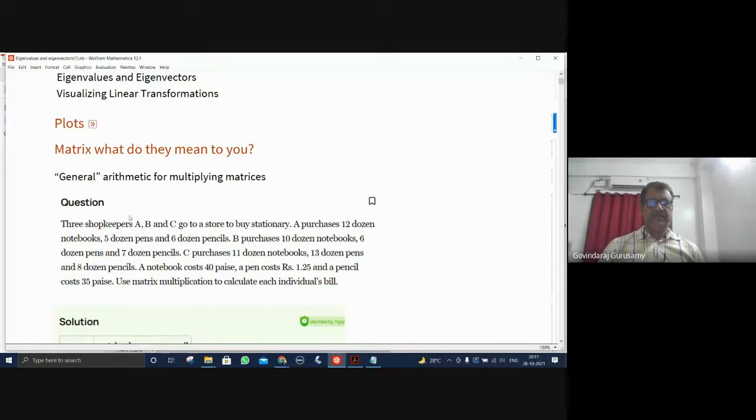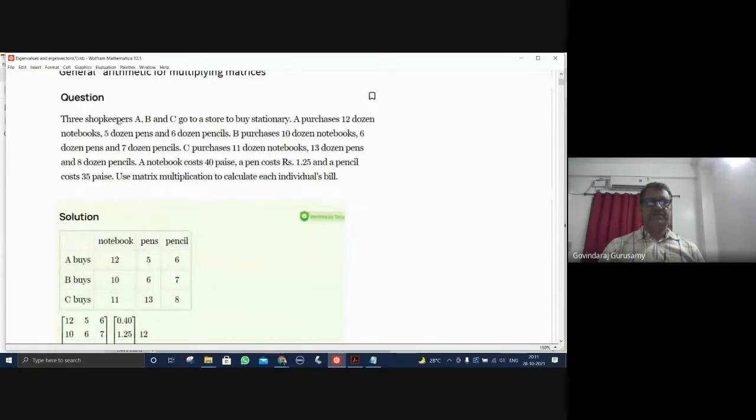So let's take the simple case where you have a question here. 3 shopkeepers, A, B, C, go to the store to buy stationery. A purchases 12 dozen notebooks, 5 dozen pens, 6 dozen pencils. B purchases 10 dozen notebooks, 6 dozen pens, and 7 dozen pencils. C purchases 11, 13, and 8. A notebook costs this much. A pen costs this much. The pencil costs this much. Use matrix multiplication to calculate each individual bill.